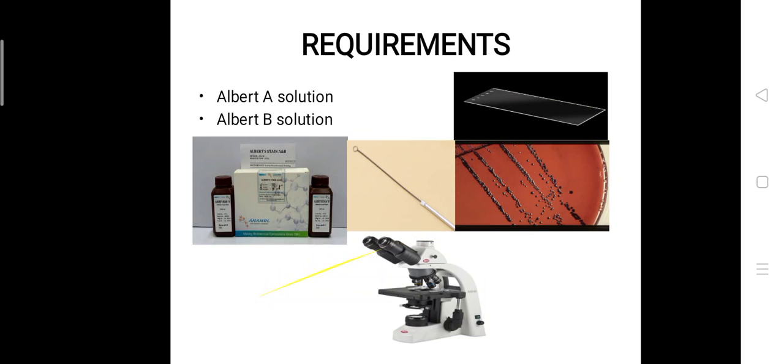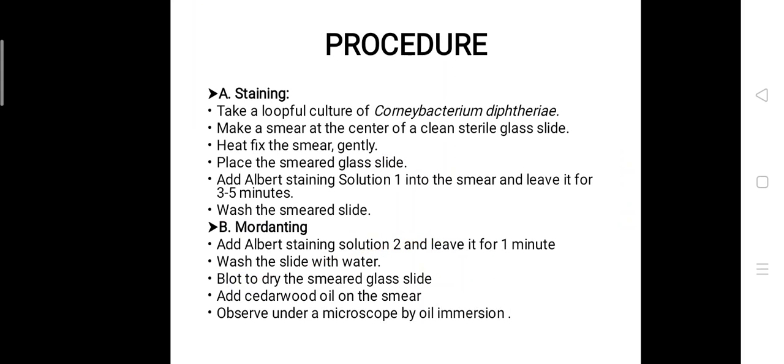So let us see what are the requirements we will be needing to perform this Albert staining. So we will be needing the glass slide and the inoculating loop, then of course the specimen. For the specimen, you can take it directly from the sample or from the culture plate with growth or from the broth with growth, and also you'll be needing the microscope, and very importantly the Albert A solution and Albert B solution. So let us see the procedure.